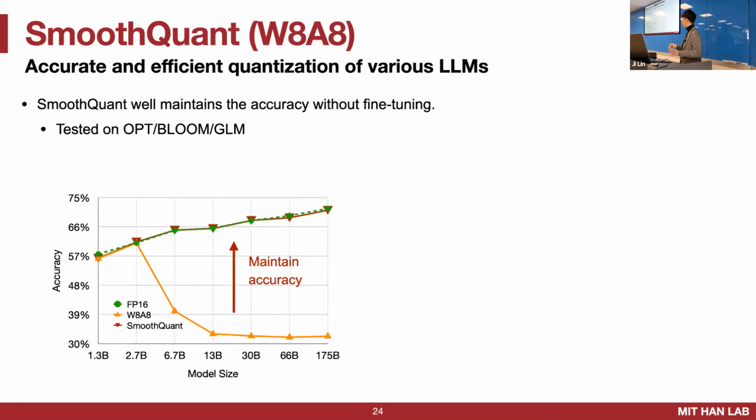So here we show some accuracy and efficiency results of large language models with our SmoothQuant. Remember this graph we introduced before, where we suffer from a large accuracy degradation with 8 bits, but with our SmoothQuant method, we are actually able to match the accuracy of the FP16 model while still using 8-bit quantization.